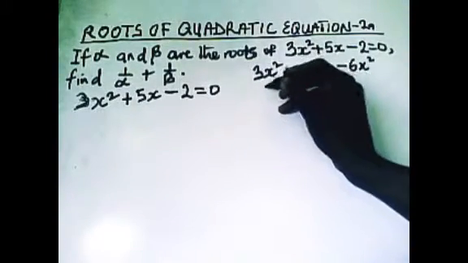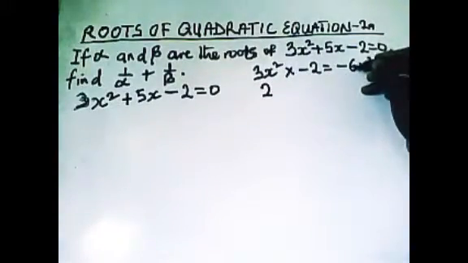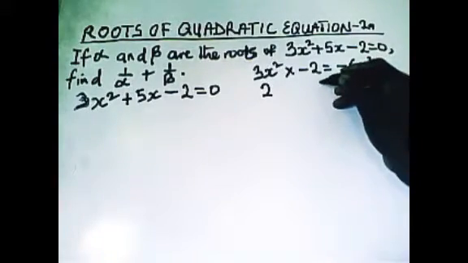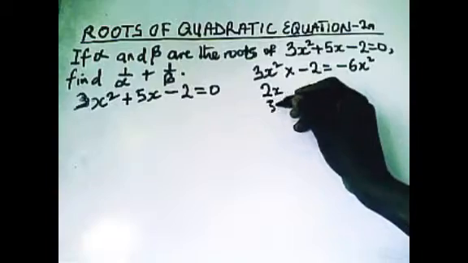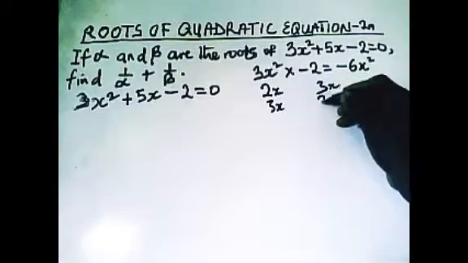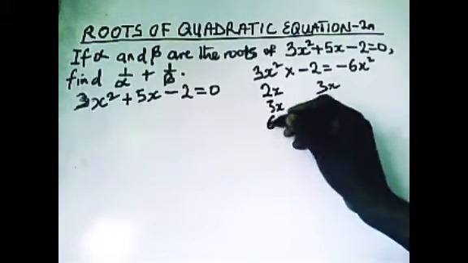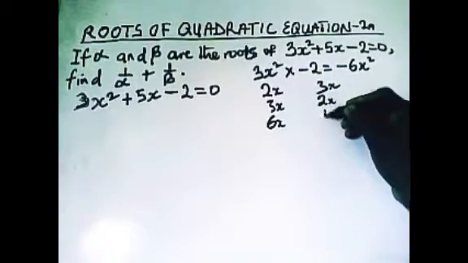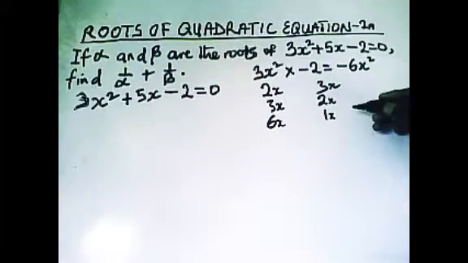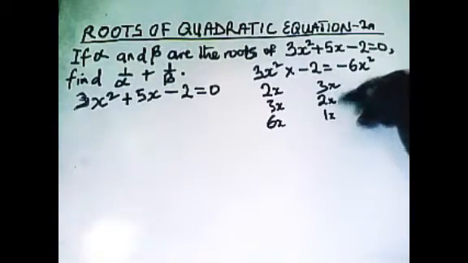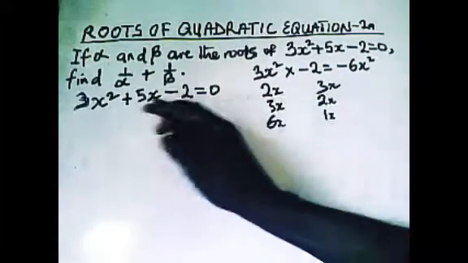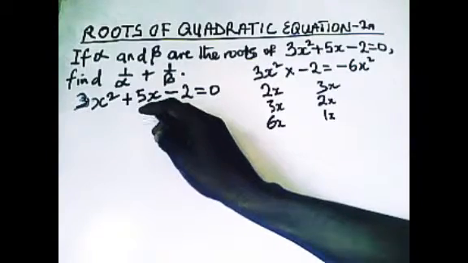So what do we do there? We take the first factor, which is 2. 2 can divide exactly into 6 to give us 3. So we have 2x and 3x. Then 3 also can divide to give us 2. Then 6 can divide into 6 to give us 1. So these are the respective factors. Now the idea of doing this is so that we can get a number that, if we add them up, is going to give us plus 5x.